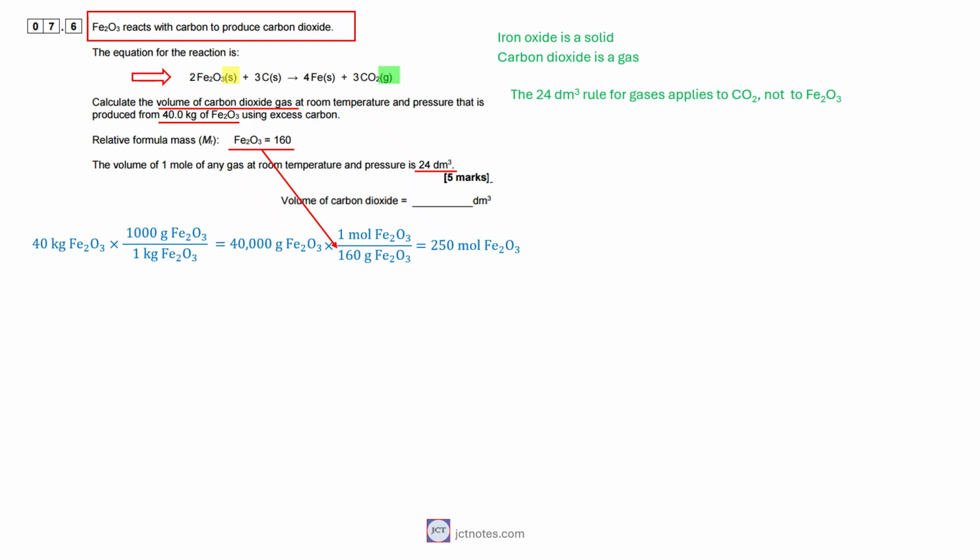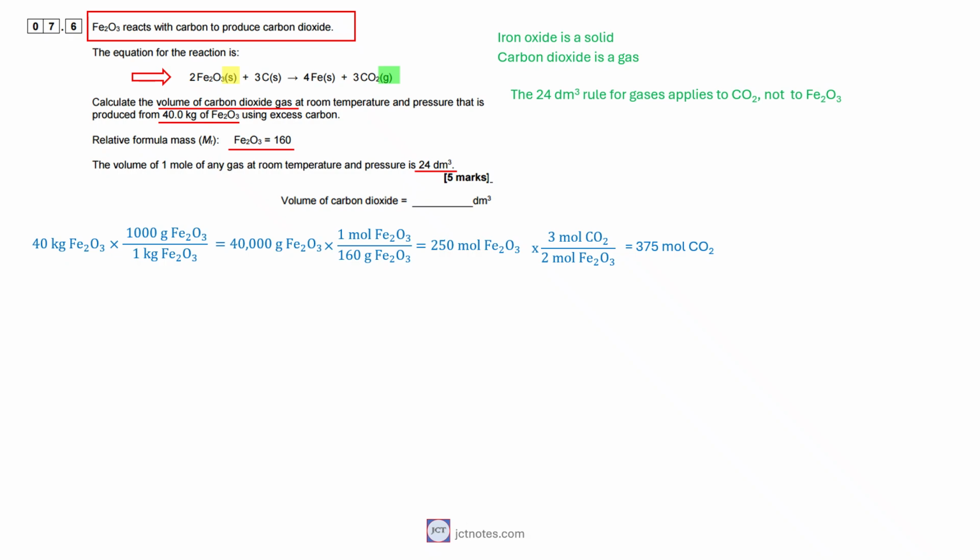Now, we need to link our reactant, iron oxide, to our product, carbon dioxide. For this, we look directly at the coefficients, the big numbers, in our balanced equation. The equation tells us that 2 moles of Fe2O3 will produce 3 moles of CO2. Therefore, we multiply our 250 moles of iron oxide by 3 moles of carbon dioxide and divide by 2 moles of iron oxide. This gives us 375 moles of carbon dioxide gas. Successfully applying this ratio secures your third mark.